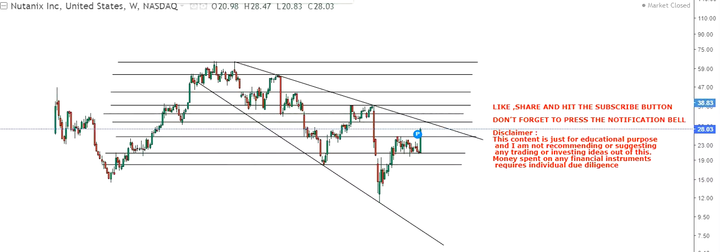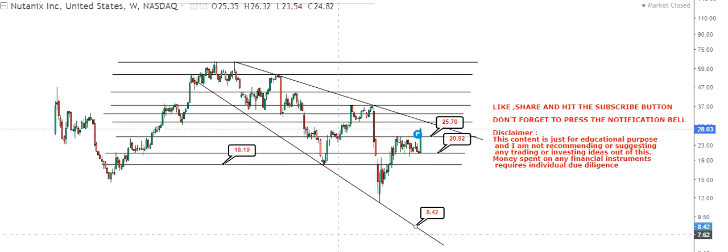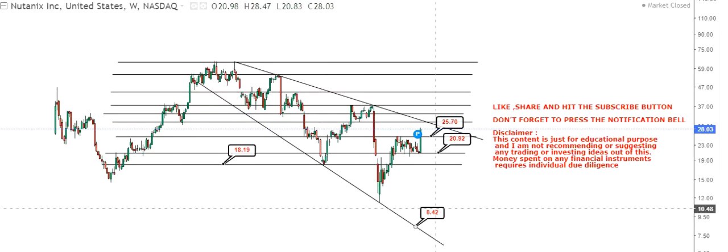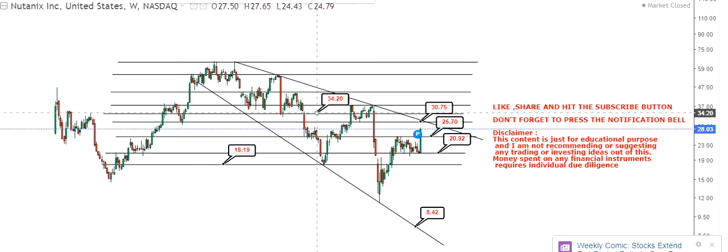In either of the cases, your first support level will come at around $25 odd dollars, below which the next support level will come at around 20. Then we have 18. So below 18 there will be a problem, because if the stock falls below 18, there is a chance that it will go towards a single digit. And on the upper side of the range, your first target or resistance will come at around 30, and then we have 34.